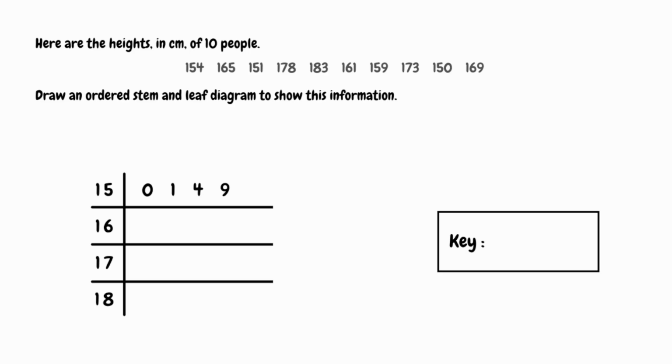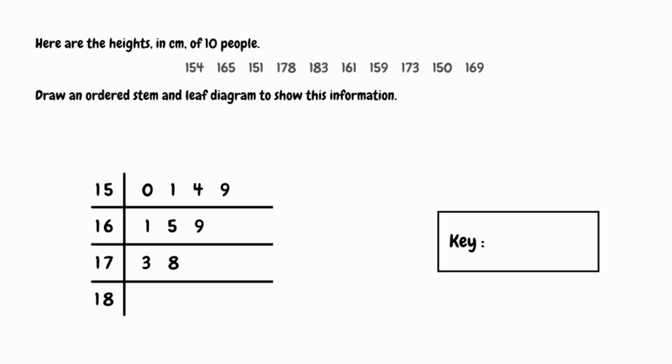Now moving into my 160s, I have 165, 161, and 169. So again, putting these in order, using only the last digit on the leaf side, would look something like this. In the 170s, we have 178 and 173. So putting them in order, just the units on the leaf side would look like this.